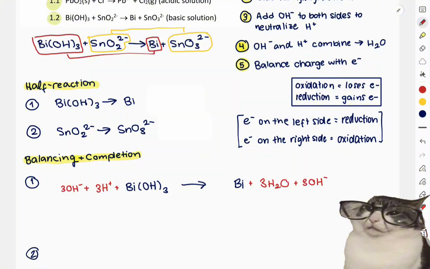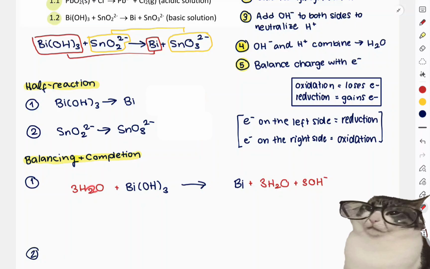So now we need to combine the hydroxide and the hydrogen ions to form water. So on the left side, we can combine them, we can simplify them to be 3 molecules of water.